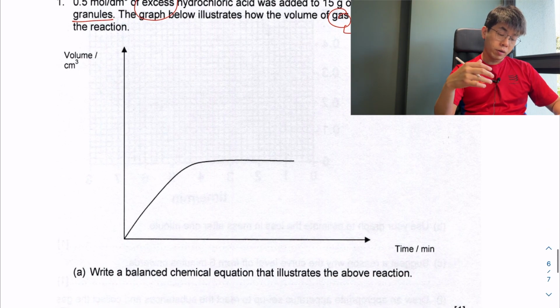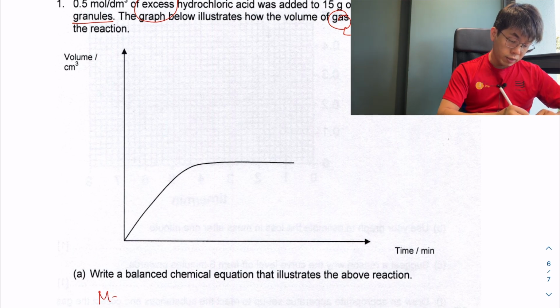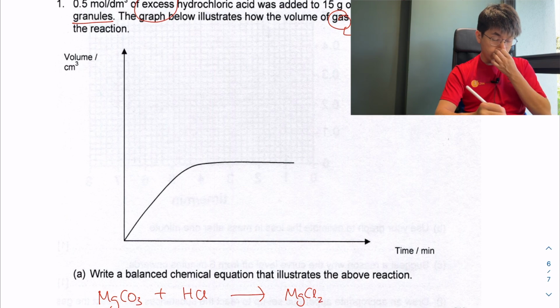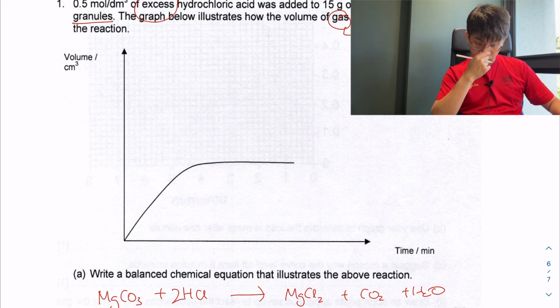So I produce this amount of gas, and then they ask me to write a chemical equation. Magnesium carbonate, MgCO3, plus HCl will give me salt, carbon dioxide, and water. The salt is MgCl2, magnesium chloride, plus carbon dioxide plus water. Now I need to balance this. I put 2 here and it should be balanced.